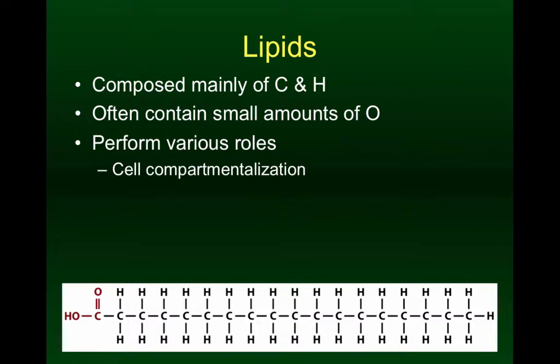Some of the things lipids do, they're involved in compartmentalizing the cell, like we talked about with the plasma membrane, but even other membranes inside the cell, like you're going to see with the nuclear envelope and the ER and the Golgi and vesicles and lysosomes, mitochondria, chloroplasts. All of those things have membranes around them, which are made out of phospholipids.